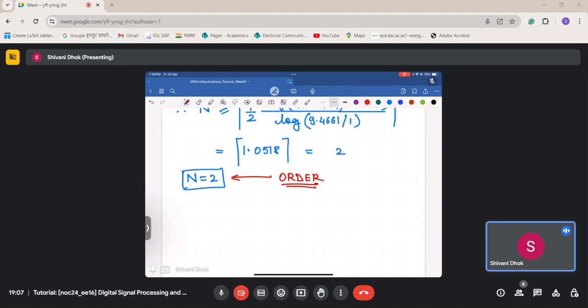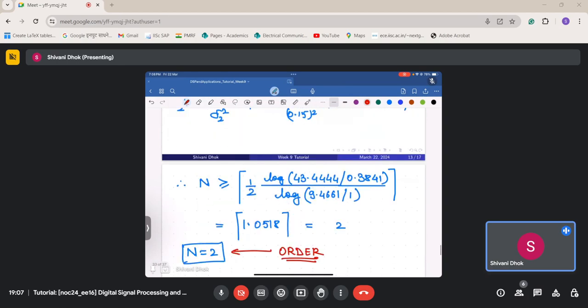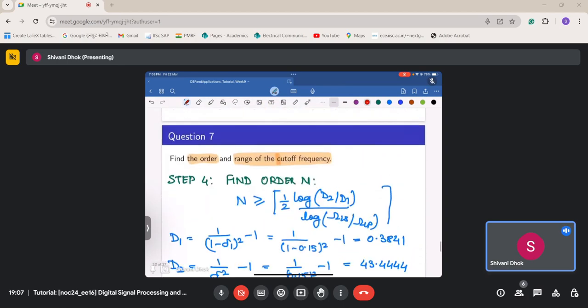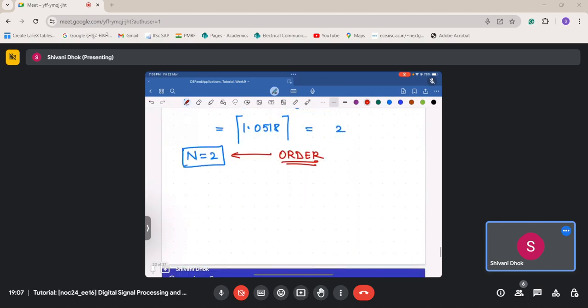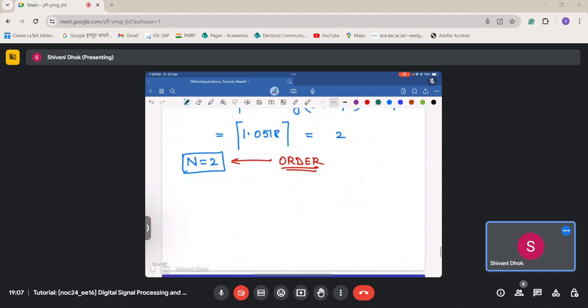Once we have this order, we can find out the range of the cutoff frequency. So let's do step 5: find the range of cutoff frequency.